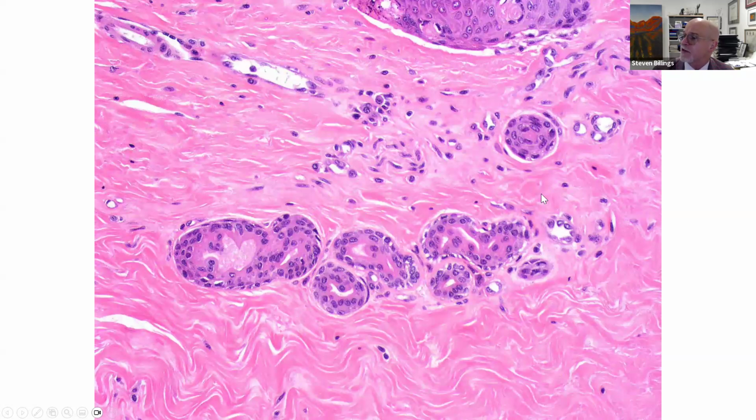Notice the few plasma cells and lymphocytes. And notice you don't have any normal periadnexal adipocytes or fat. And notice that we don't have the normal spacing. There's no normal spacing between the collagen bundles of the reticular dermis. That is really very characteristic.